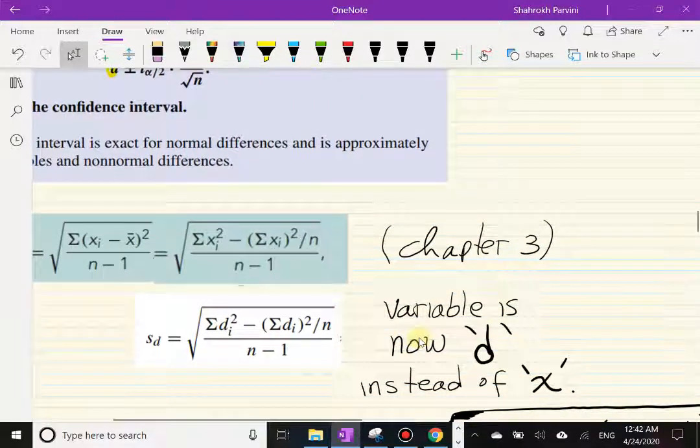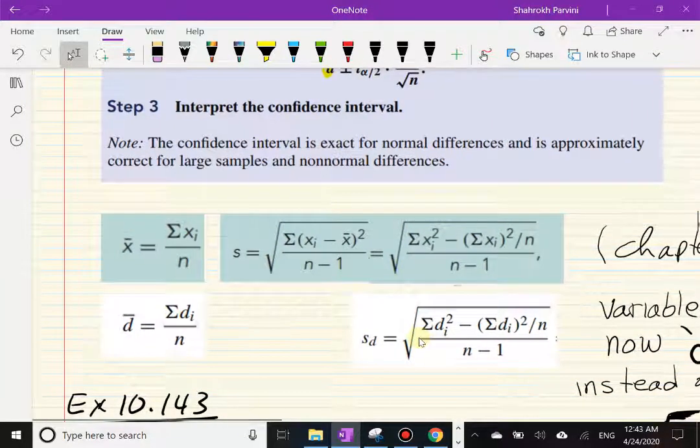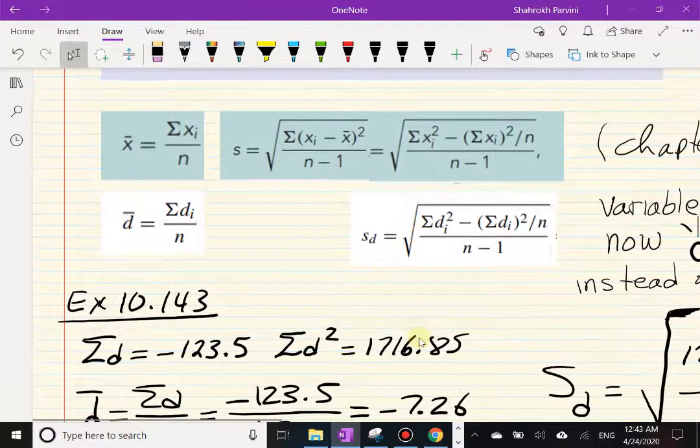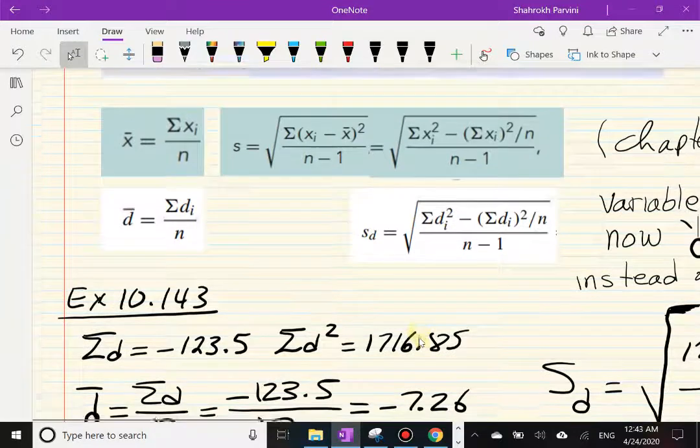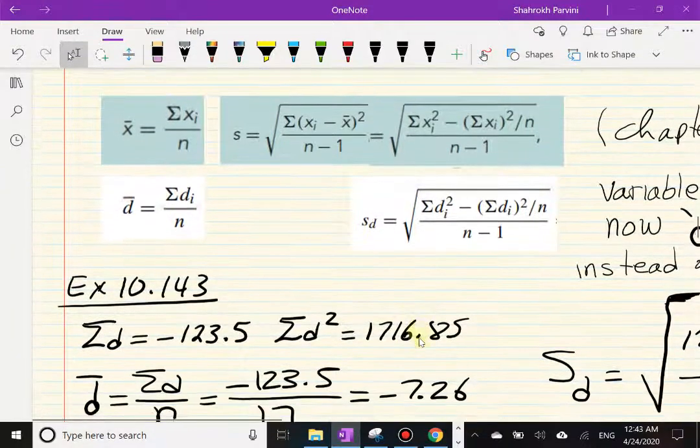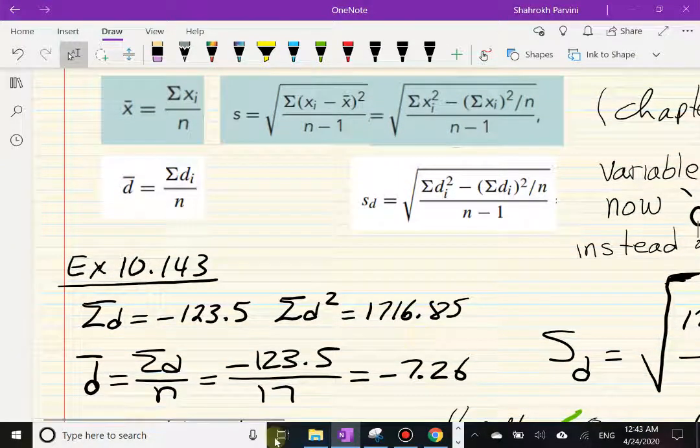And I just want to point this out again. In chapter 3 is what we have in green. And below it, we have a different variable now, D. So the process is the same process of finding the mean difference and the deviation of differences. So, using the formula, d bar is the sum of the differences divided by n. The sum of the differences was negative 123.5, divided by 17.